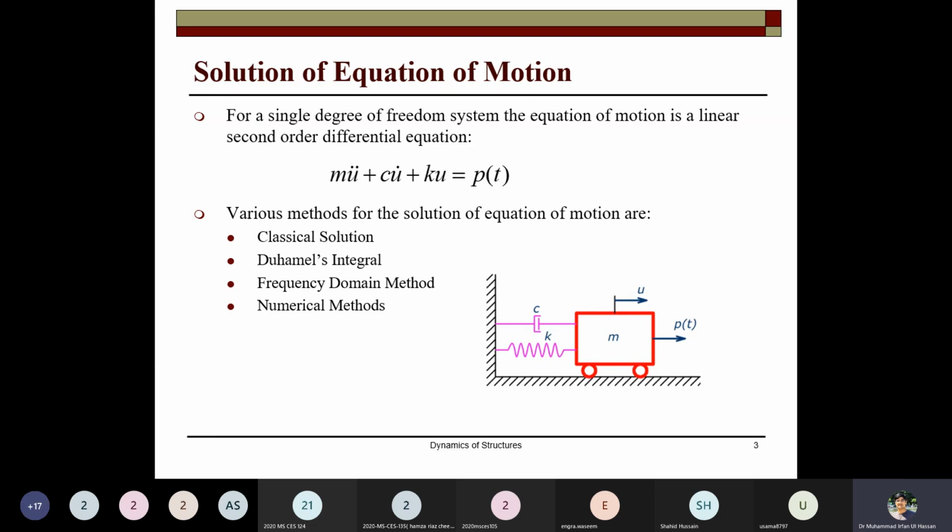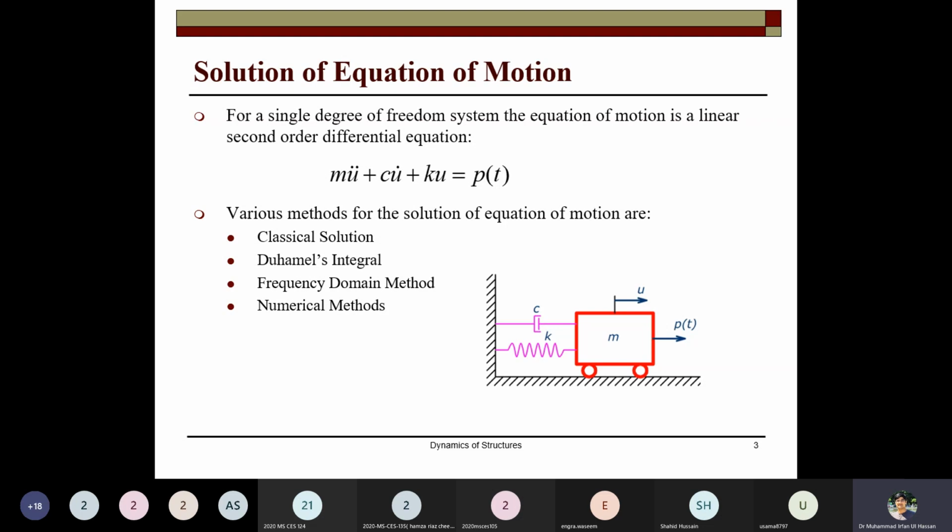You know that for a single degree of freedom system, the equation of motion is a linear second order differential equation, and this can be written as mu plus cu plus ku. The various methods for the solution of the equation of motion are the classical solution, Duhamel integral, frequency domain method, and numerical methods. So there are different methods which are available, and basically you are able to compute the response of the system.